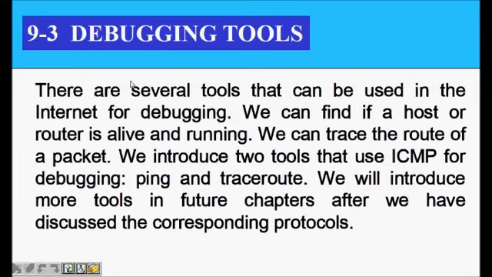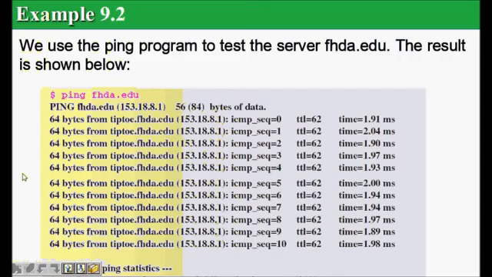So we will now move to some of the debugging tools, and as I had promised, we will look at ping and traceroute. They are interesting tools. Ping checks reachability, and traceroute finds for us the different routers through which a packet goes. Okay, so let's look at ping and traceroute.